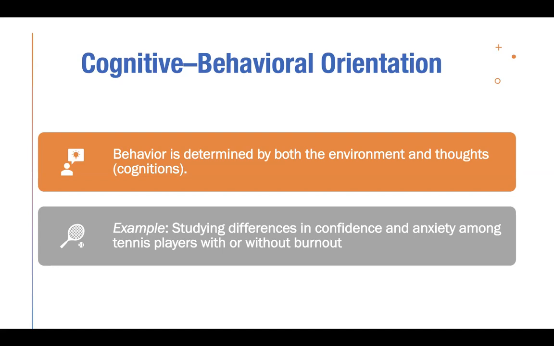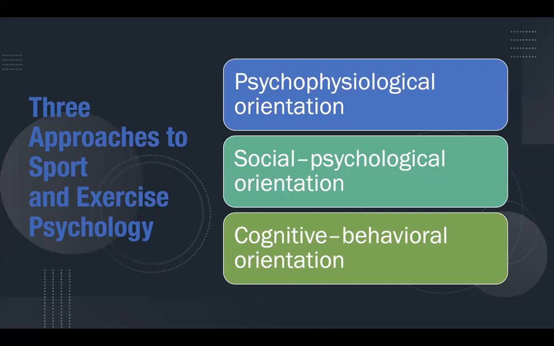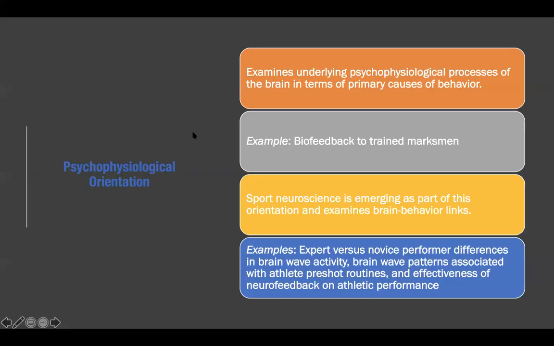So again, just quickly to recap, we have our three approaches. The psychophysiological orientation approach, which is concerned with the relationship between the brain and the rest of the body and how that plays into physical activity. We have the social psychological orientation approach, which focuses on behavior and how behavior changes as a result of the environment, who that person is around, and who those people are. And then lastly, our cognitive behavior orientation approach, that relationship between the environment and also the individual's own thoughts, cognitions.